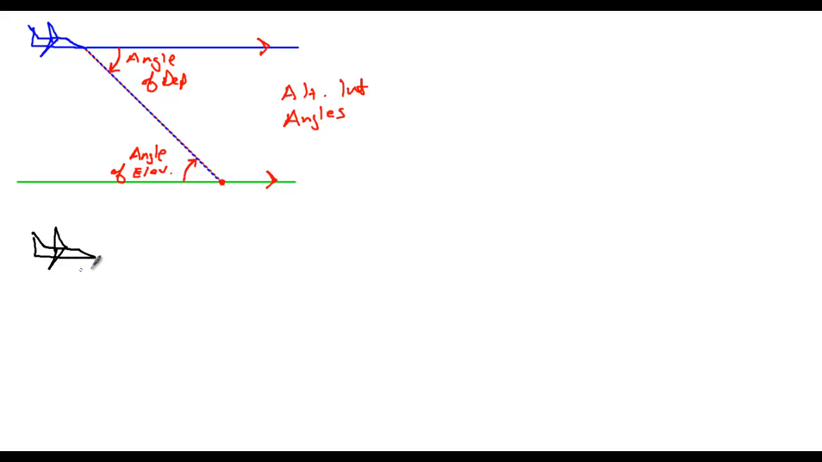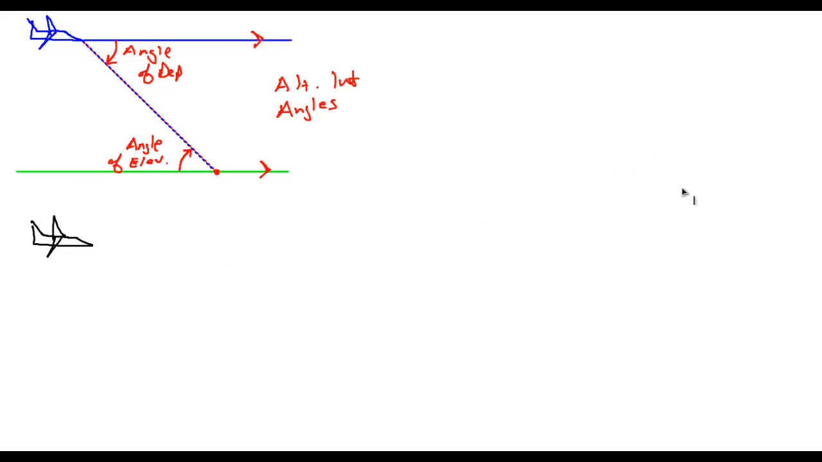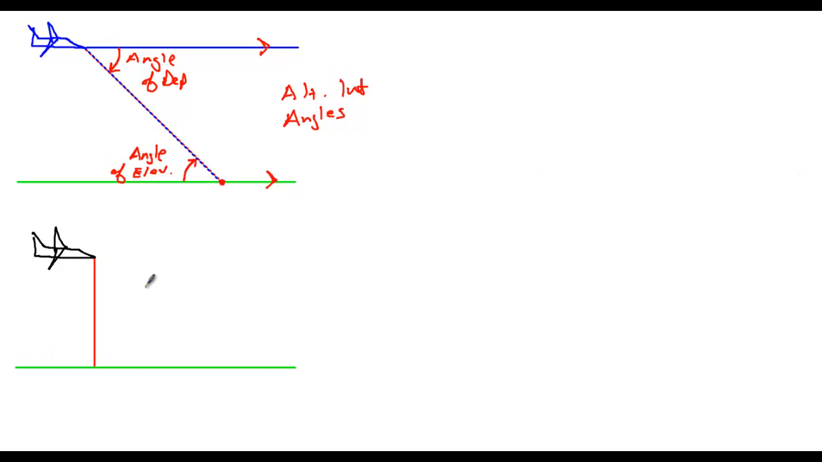Okay, so we're going to draw a plane, and I'm going to tell you that this plane is flying 20 miles above the ground. So the height of the plane is 20 miles above the ground. So right here, I know this is 20 miles.